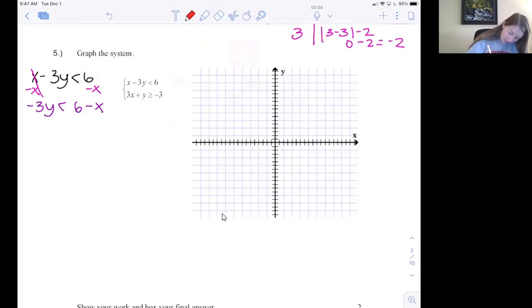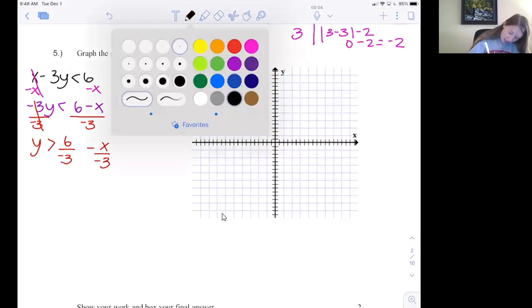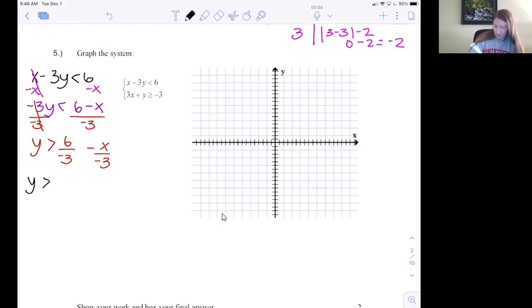Now I divide by negative 3. Gotta divide the whole thing by negative 3. So I have y is less than, oh, but it's a negative, so I gotta flip the sign. Greater than, and I'm gonna separate them. I'm gonna say 6 divided by negative 3 minus x divided by negative 3. So now I'm gonna have y is greater than 6 divided by negative 3, it's just negative 2. And then minus, so I've got negative over negative, so it's going to be positive 1/3 x.